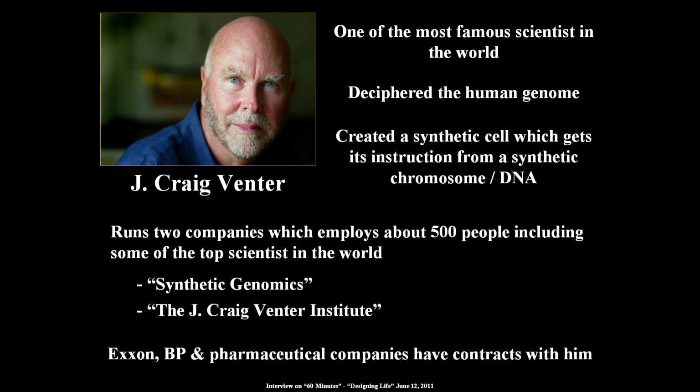DNA. Now, you guys ought to be familiar with some of this because we've just gone through chromosomes, DNA, and stuff like that. He runs two companies which employ about 500 people, including some of the top scientists in the world, Synthetic Genomics and the J. Craig Venter Institute. Exxon, BP, and pharmaceutical companies have contracts with him. So again, that is his background. That's who this guy is. This guy has credentials. He's not an idiot. He's got a lot of intellectual smarts about him.